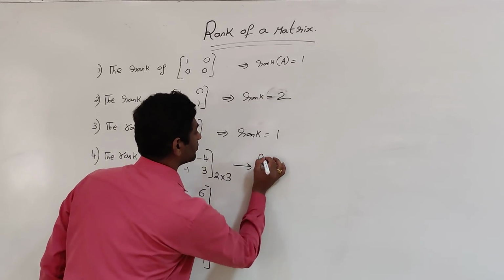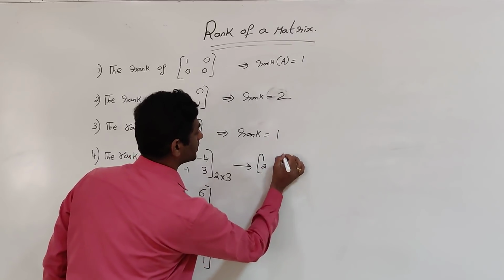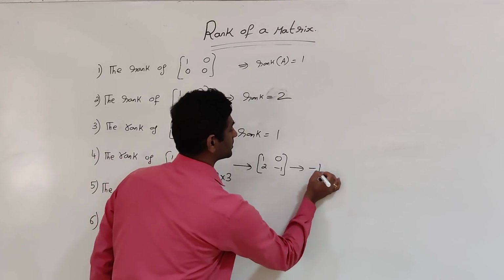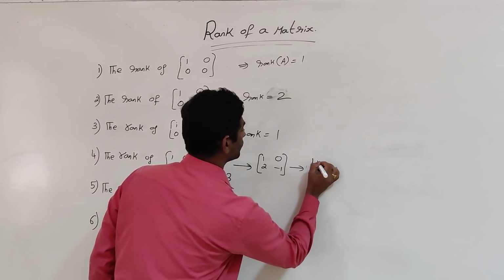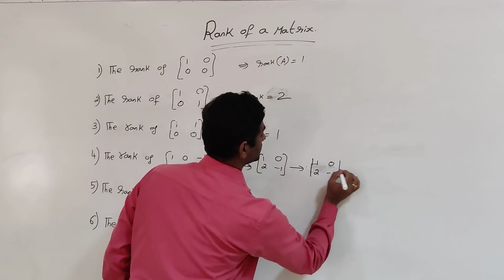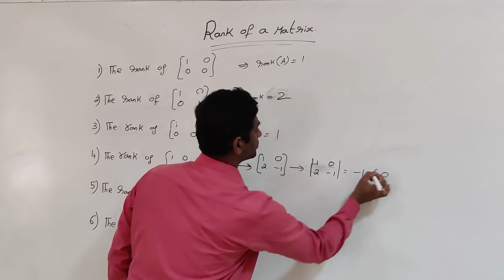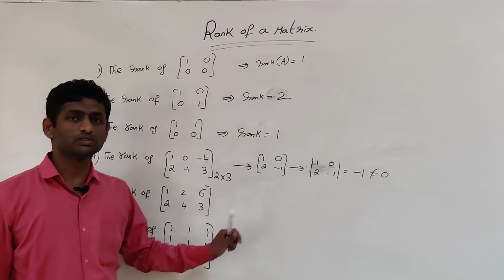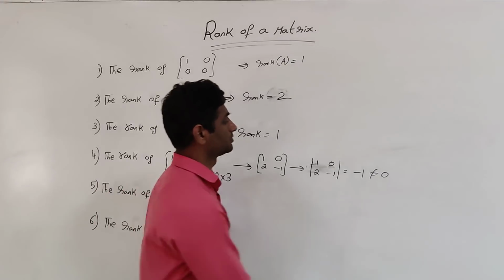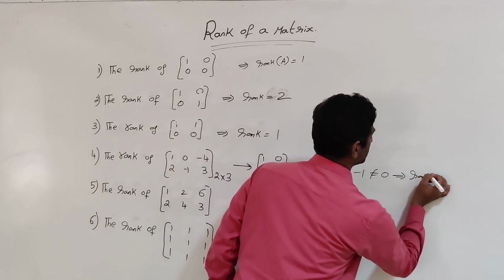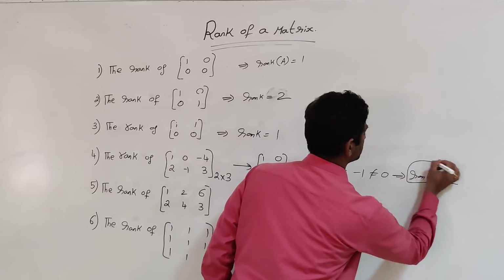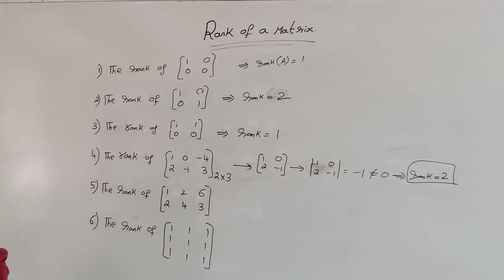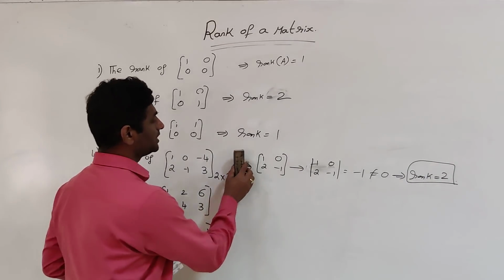So I will take 1 0 2 minus 1, and the determinant of this matrix is minus 1, which is not equal to 0. Therefore at least one of the 2 by 2 is non-singular. Therefore the rank is 2. Now we'll see in another form, that is in echelon form.